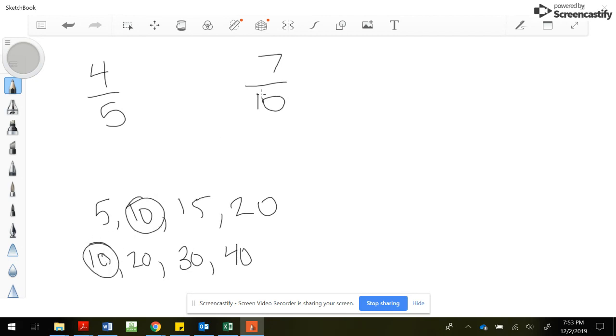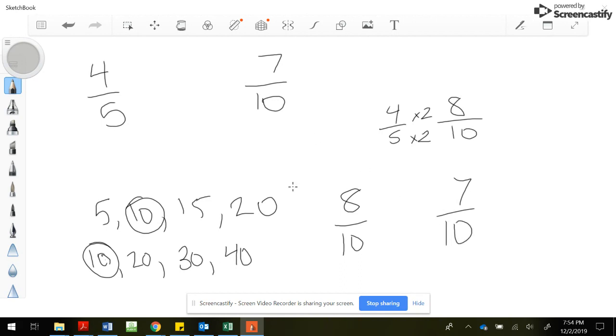Sometimes, like this example, you'll only have to change one of them. It really just depends on what those denominators are. So here, they share 10. I don't need to do anything to this one. It will stay in tenths. I do need to change 4/5 though, so it has a bottom of tenths. So 5 times what gets me 10? I know 2 does. So this becomes 8/10 and 7/10.